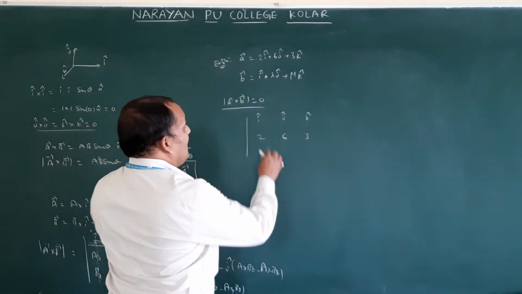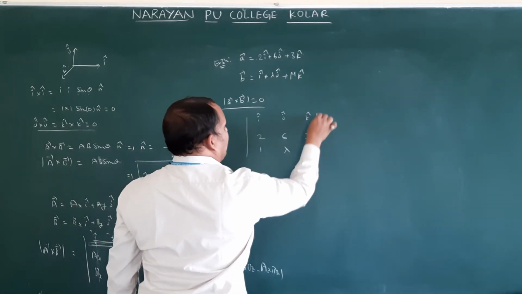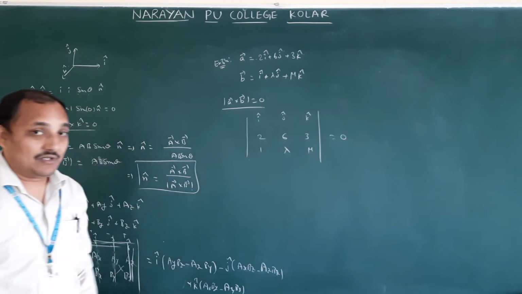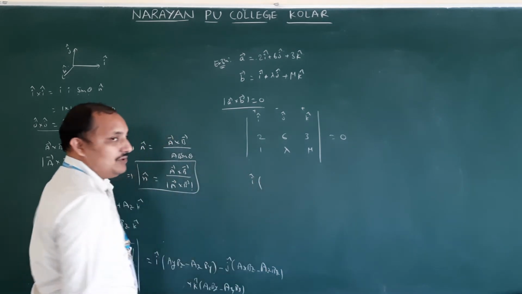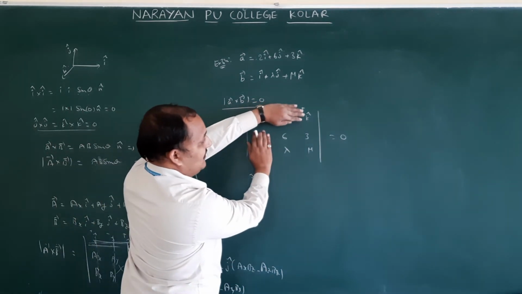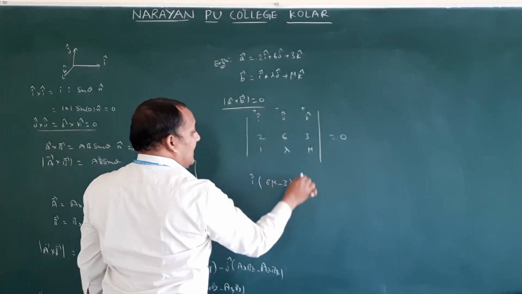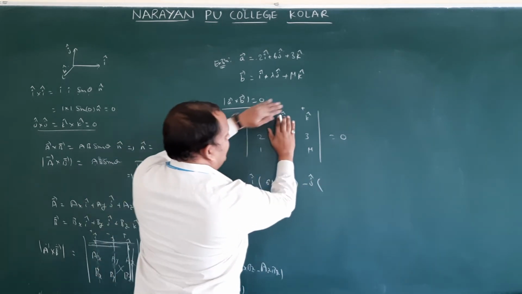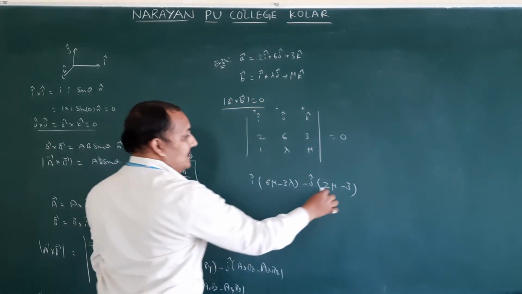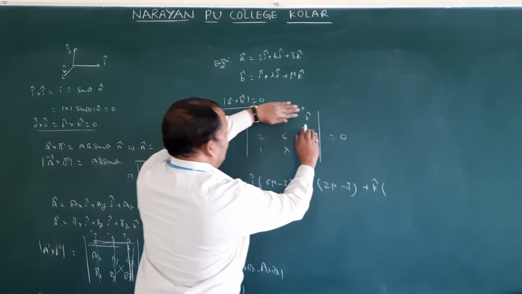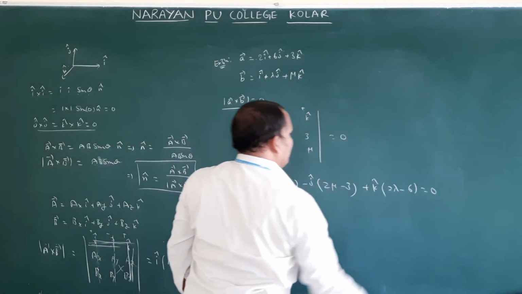For B bar, the I cap component is there, nothing is written, so it is 1. Here lambda, here mu. So this is equal to 0. First I cap, this is plus, minus, plus. I cap into, this row, this column you can close. If you close these two, 6 mu minus 3 lambda, minus J cap, this row, this column, 2 mu minus 3, plus K cap, this row, this column, 2 lambda minus 6, correct, is equal to 0.